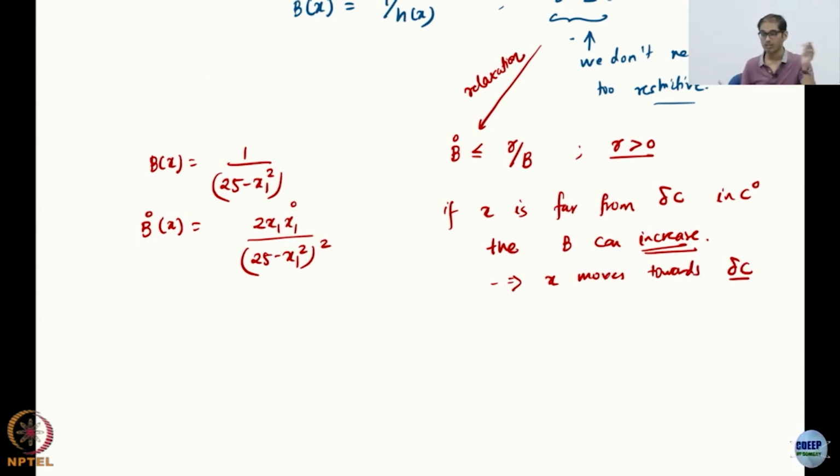This is allowed only in this construction. If B dot was less than or equal to 0, this is not allowed, because it is always going down or not reducing, it is never increasing. B dot less than or equal to 0 means B is never increasing. Here there is a possibility that B can increase. However, what happens when you go close to the boundary?